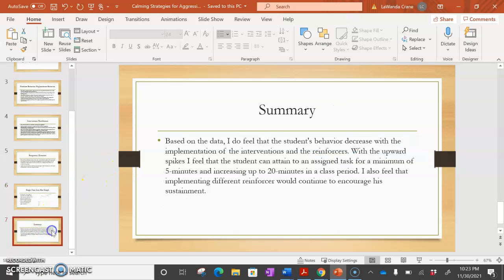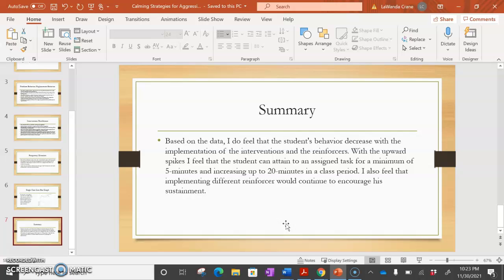And lastly, summary wise, based on the data, I do feel that the student's behavior decreased with the implementation of the interventions and the reinforcers. With the upward spikes, I feel that the student can attend to an assigned task for a minimum of 5 minutes and increasing to 20 minutes in a classroom period.